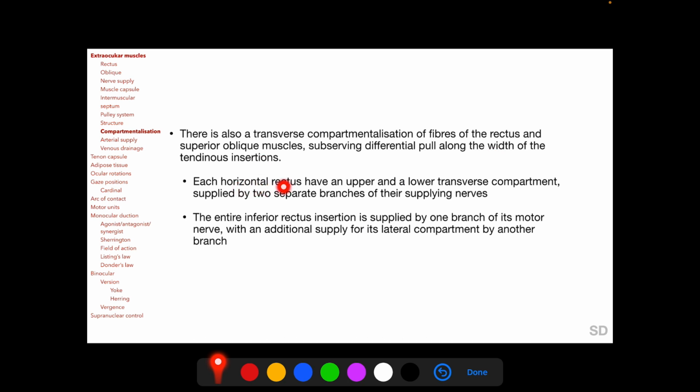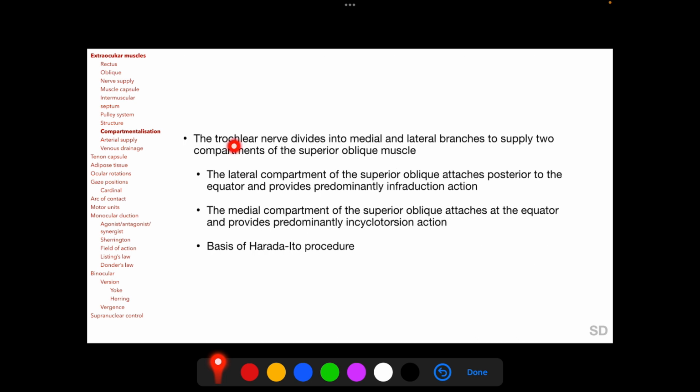Each horizontal rectus muscle has an upper and a lower transverse compartment supplied by two separate branches of their respective supplying nerves. For the inferior rectus, the entire insertion is supplied by one branch of its motor nerve, with an additional supply for the lateral compartment of its insertion by another branch of this motor nerve. The trochlear nerve divides into a medial and a lateral branch to supply two compartments of the superior oblique muscle.